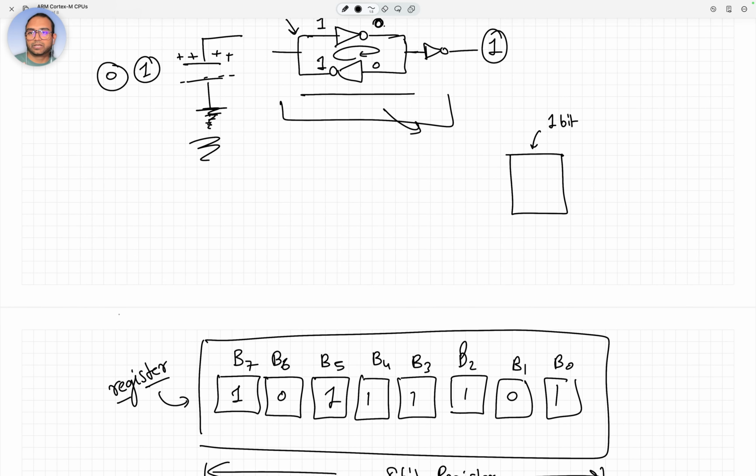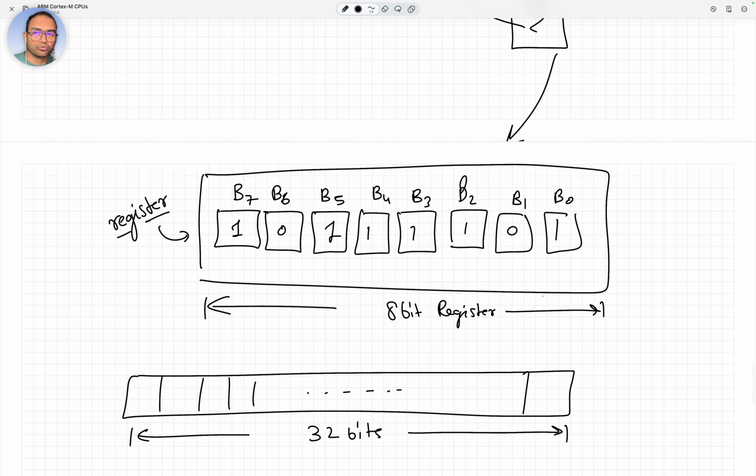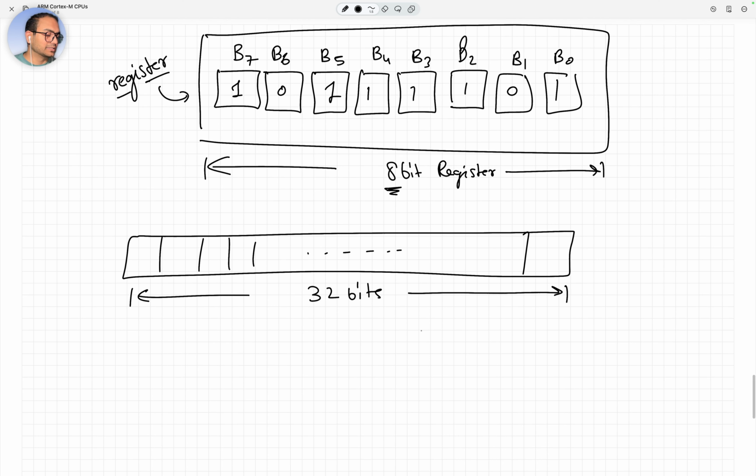But just hold in your mind this information that the unit of storage is a bit. A bit can be represented like so. And this box here is essentially this circuit. We are then moving forward and calling a bunch of bits grouped together a register. A register can have a width. This is an 8-bit register. And then I'm asking you to imagine bits clubbed together, 32 of those, and then this is a 32-bit register.